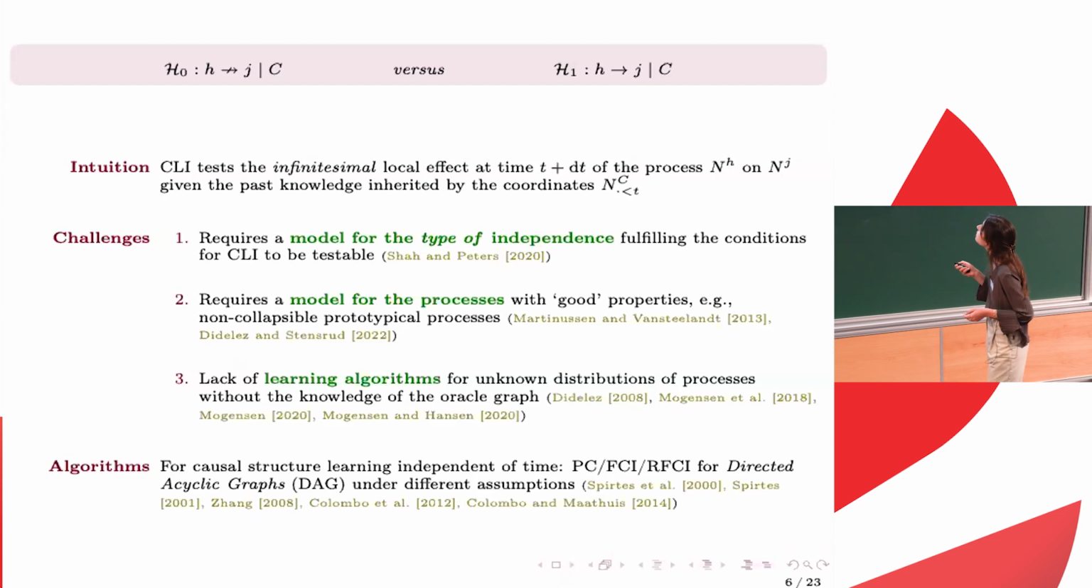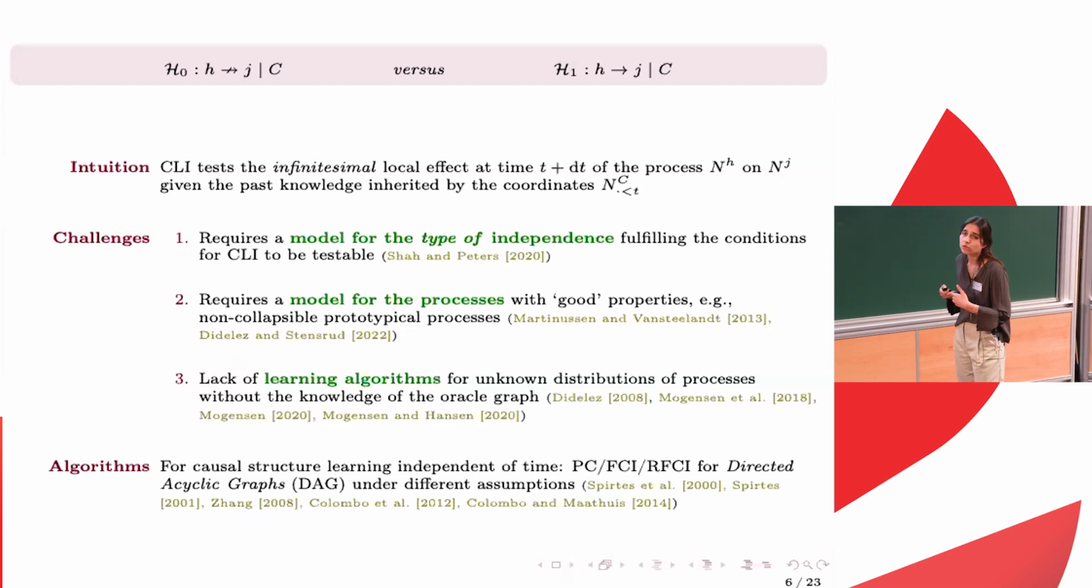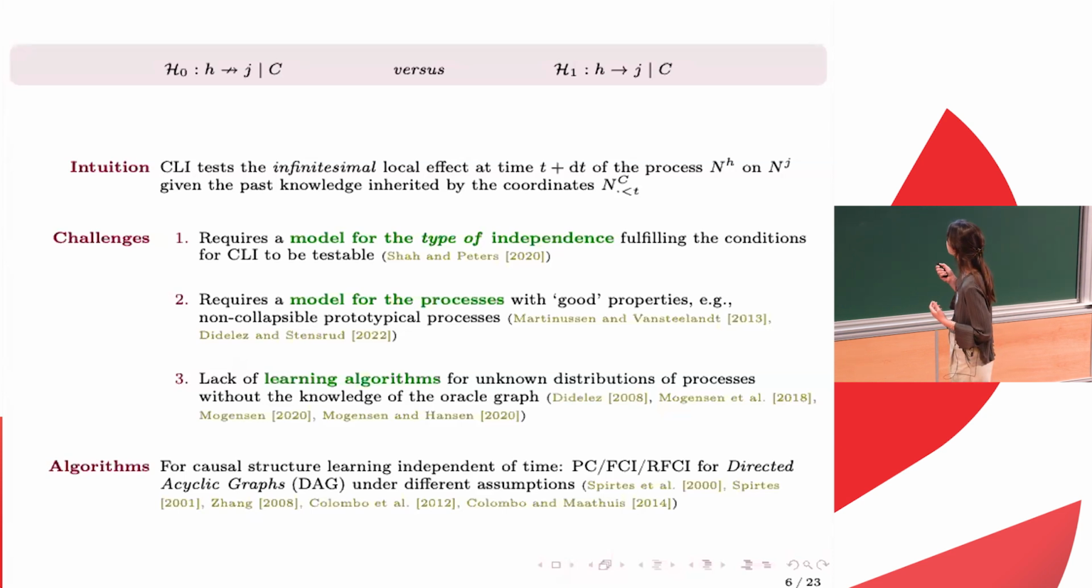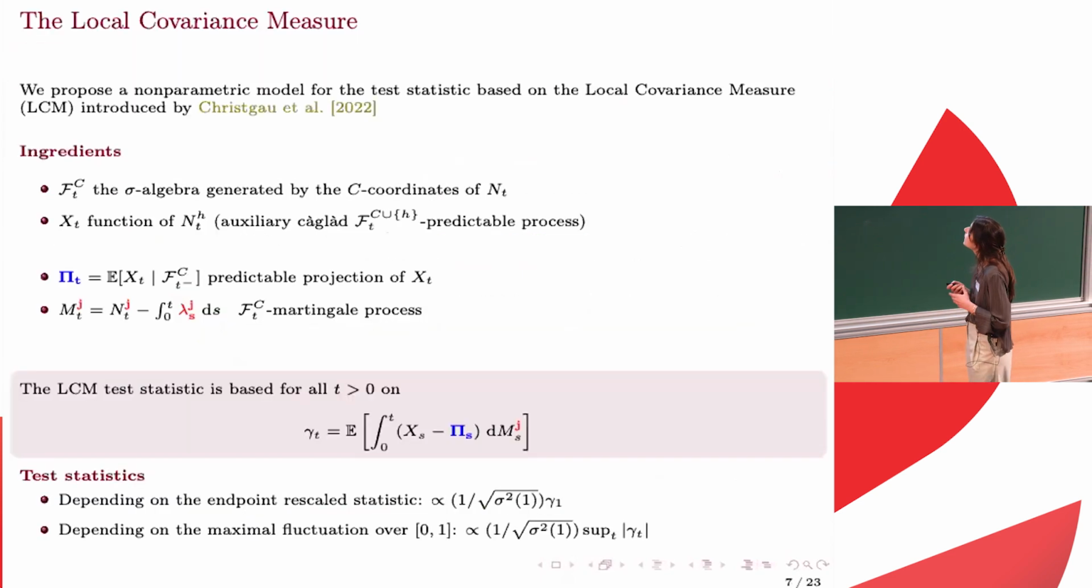And the last point is that there is a lack of learning algorithms for a known distribution of processes without the knowledge of the oracle graph. I've listed here some existing algorithms in the time-independent framework, but I will not go through them because they have been discussed earlier. So let's focus on the first challenge.